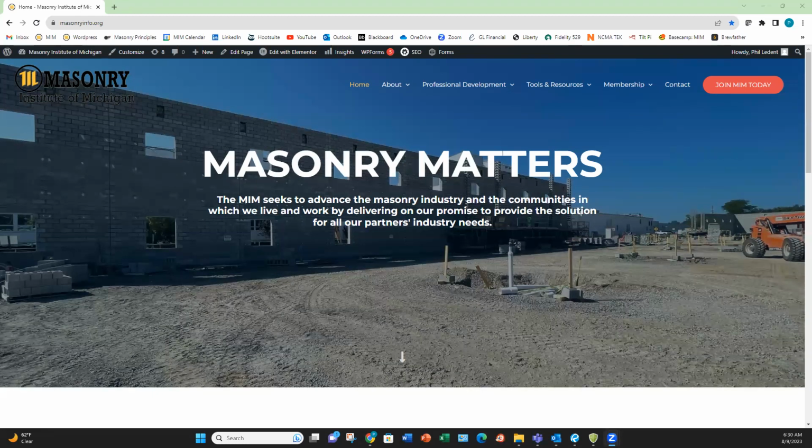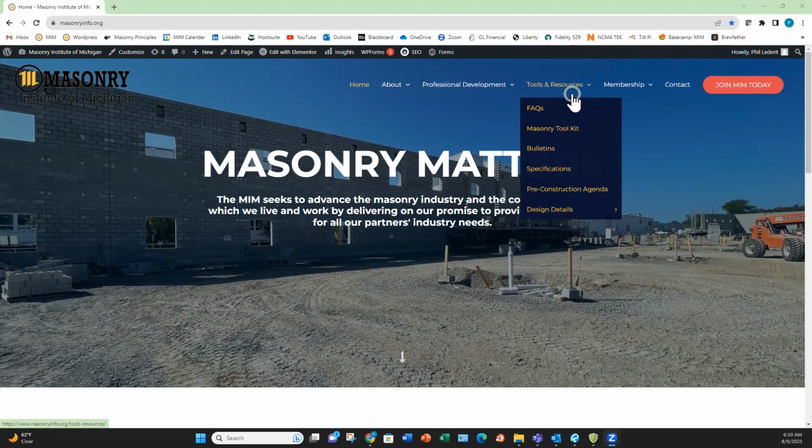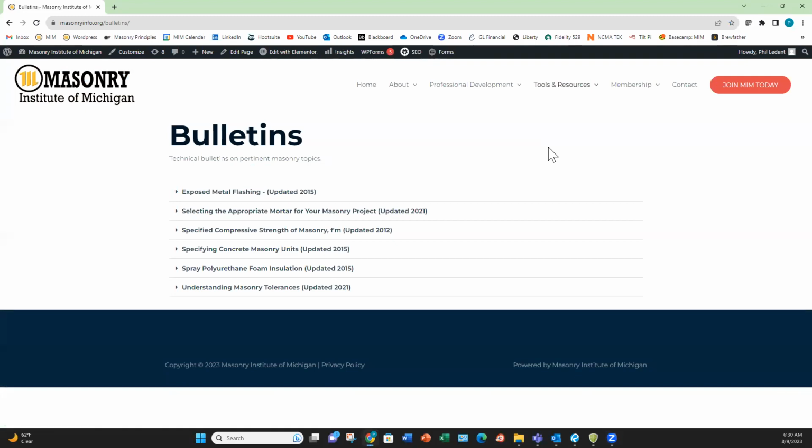As we look to specify mortars for masonry construction, and again, we're talking about CMU and brick masonry construction, we actually have a bulletin on our website, which is masonryinfo.org. You can see that here in my URL. If we go to our homepage, go to tools and resources, and come down to bulletins, it's going to load up the bulletins that we have written, and we're going to be posting probably 2 to 3 more in 2023. So we will see this list expanded shortly.